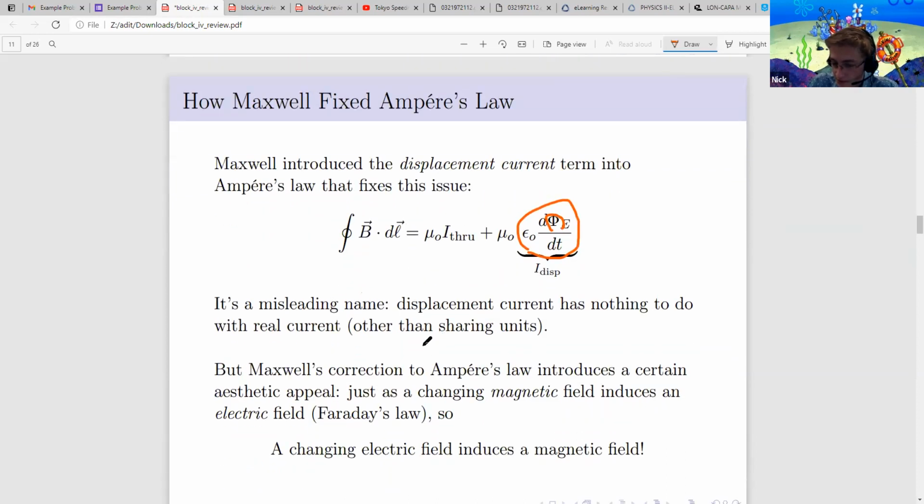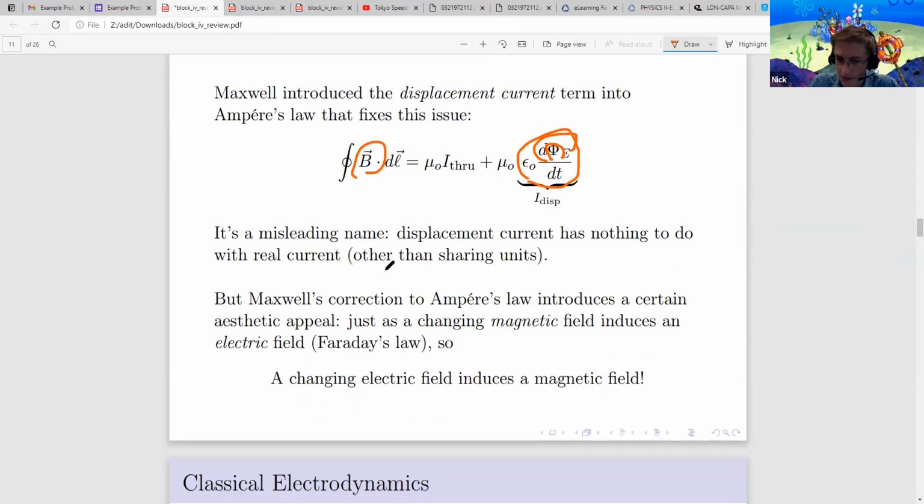But it does have a nice aesthetic appeal, because Faraday's law told us that a changing magnetic field is going to induce an electric field. And Ampere's law can now tell us the exact same thing, but in reverse. A changing electric field right here, d phi dt, so something's changing with respect to time, has to induce a magnetic field right here. So that way we have a nice interplay between electric and magnetic fields.